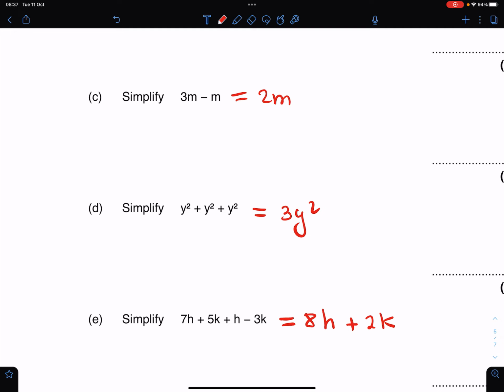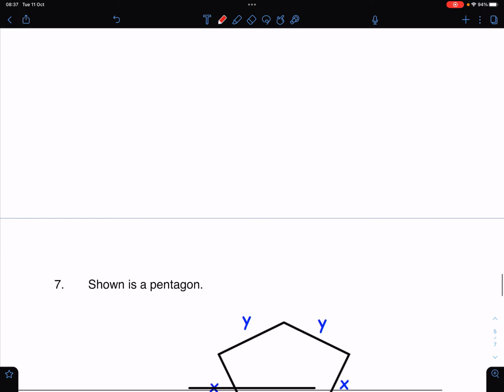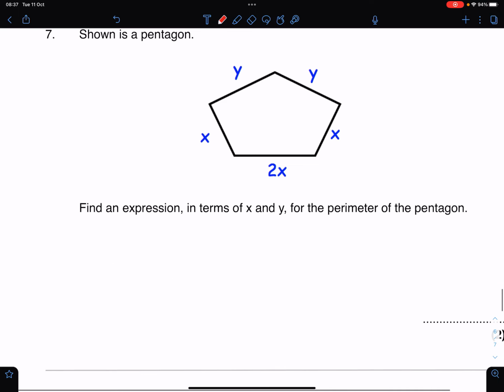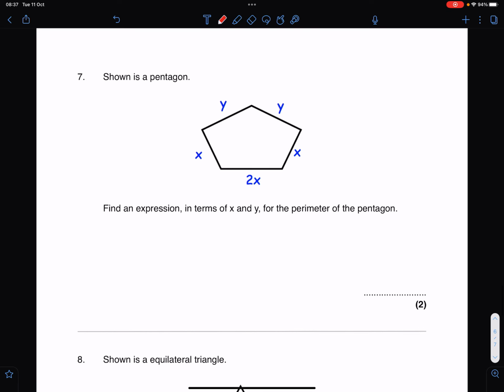Okay, if you finish this a little earlier, we can start Kahoot. Kahoot. We finished? Yes, we finished. Yay. Two more pages. Two more pages.